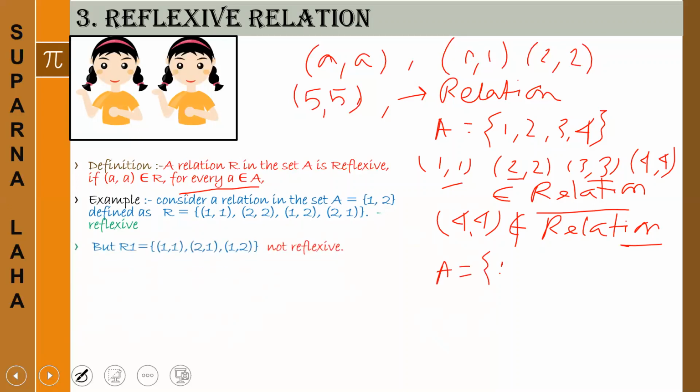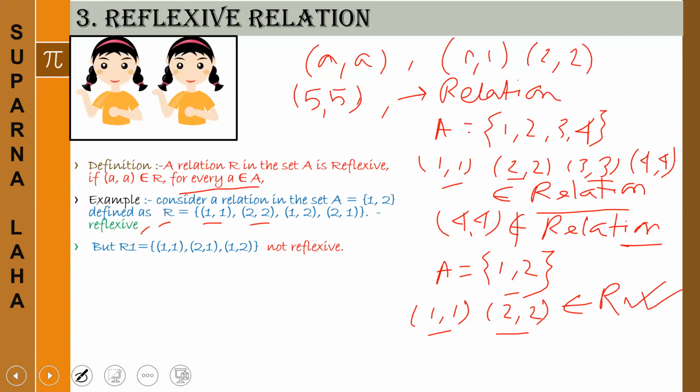A is equal to {1, 2}. Here two elements are there, then (1, 1) and (2, 2) should belong to the relation. For verifying this reflexive property, you can check (1, 1) and (2, 2). Both are present in R, hence it's a reflexive relation. Here it is given R1, but (2, 2) does not belong to this R1, hence it's not a reflexive relation.